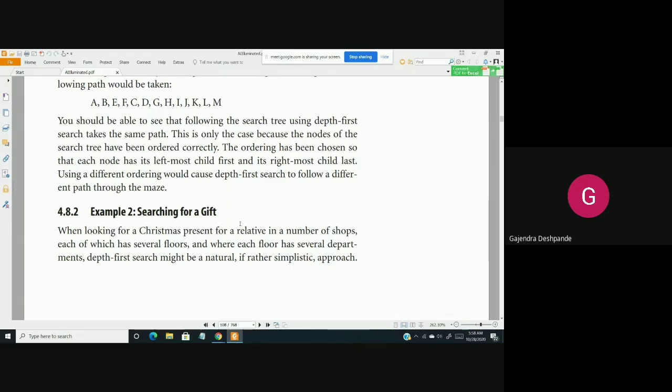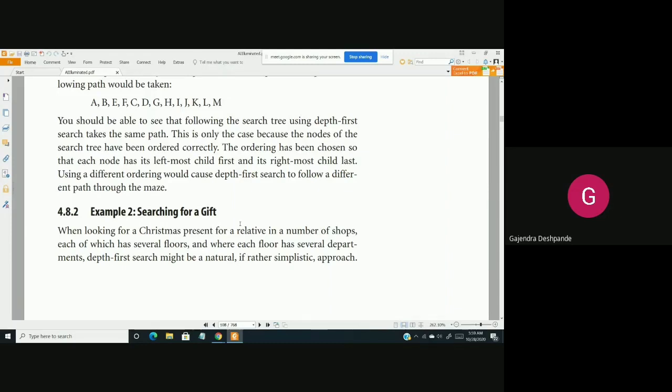How depth first search works is you visit the first shop, then you visit the first floor, search for items there, then you go to the second floor, search for items there, then you go to the third floor, and search for the items there. If you don't find, then again go to the next shop, first floor, second floor, third floor, then go to the third shop, first floor, second floor, third floor. This is how depth first search works.